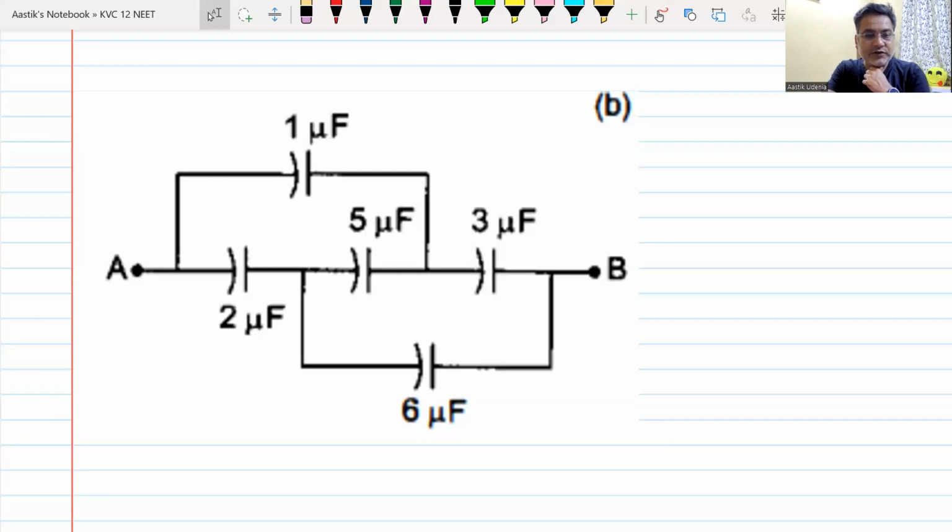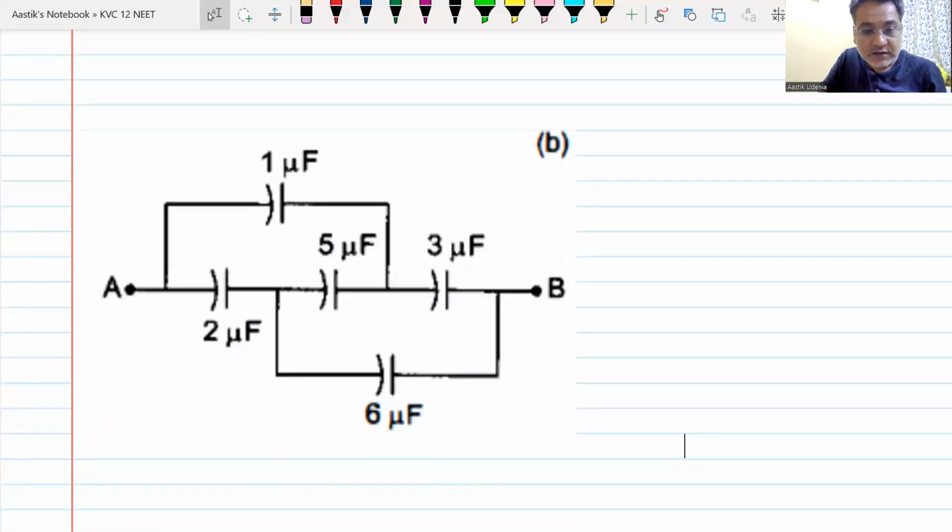So basically what we are going to do here, I just want to make my point clear. I can reduce the size of the diagram so that I get space to draw. So what I'm going to do here is redraw the circuit just to make you understand. Once you understand it, you will be able to do it.